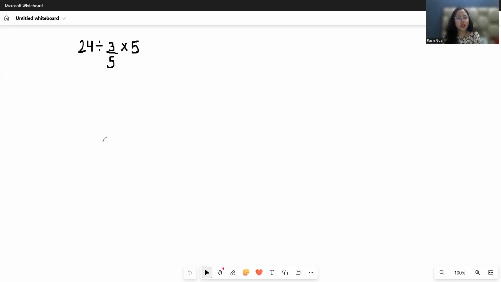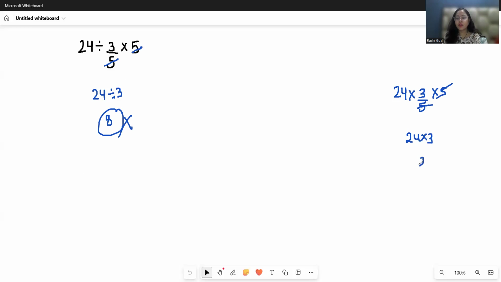The next expression is 24 divided by 3 by 5 times 5. So in this expression, people cancel out the 5 by 5 and 24 divided by 3 is 8, which is the incorrect answer because they did not follow the right approach. If the question is like this, 24 multiplied by 3 by 5 times 5, then you can cancel it out, and 24 multiplied by 3 is 4 times 3 is 12, carry over 1, 3 times 2 is 6, and 72. Then 72 will be the right answer.